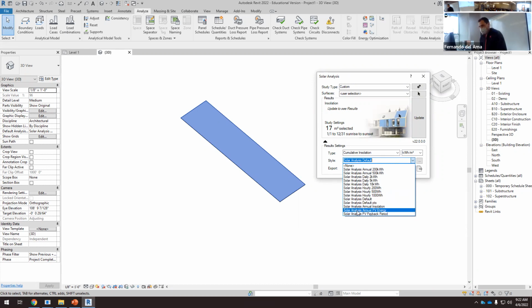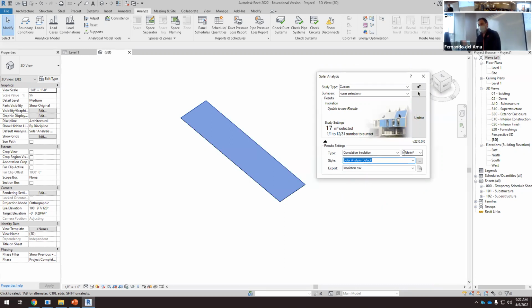Okay, I want to select this solar analysis. It's annual. Let's select the solar analysis default and see what happens. There will be cumulative insolation, kilowatt hours per square meter. You can change the units here. Let's select kilowatt hours because this is what we are going to use. Okay, and let's click update.